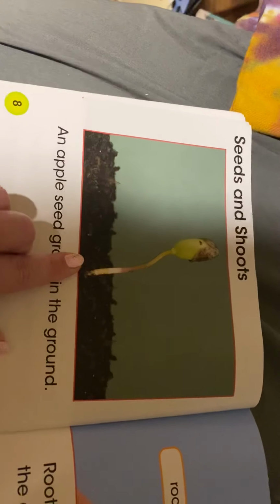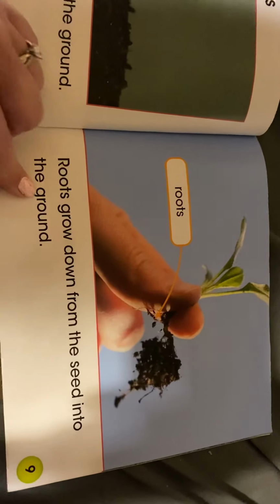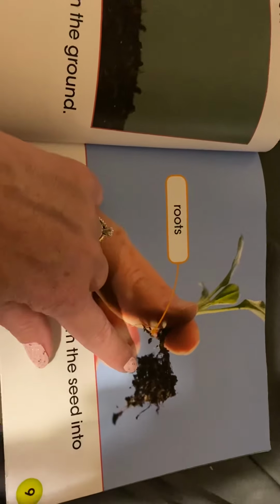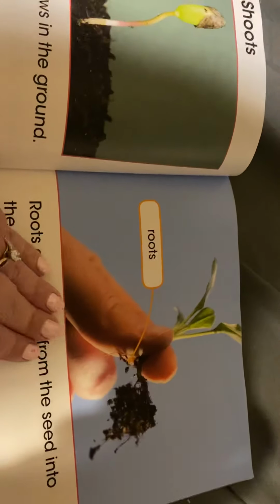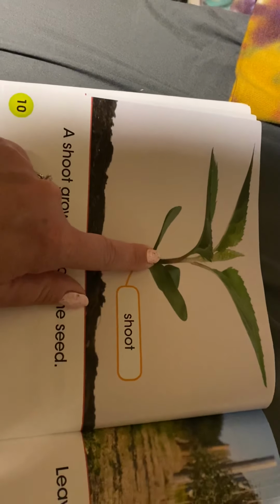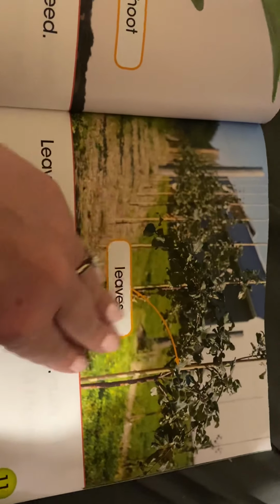Seeds and shoots. So see, again, it is on page 8, just like it said in the table of contents. An apple seed grows in the ground. So you plant it in the ground. Here it comes. Roots grow down from the seed into the ground. So that is just like the pumpkin seed, right? You grow it and then it gets roots, and that's how it drinks. It goes into the soil to get some nourishment. A shoot grows from the seed. So after the seed starts growing out of the ground, then it gets these shoots. Leaves grow from the shoot. So see, this is like a baby tree.